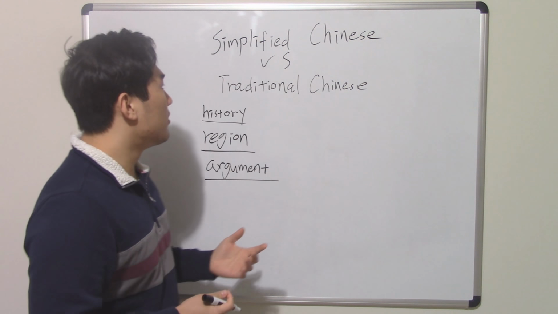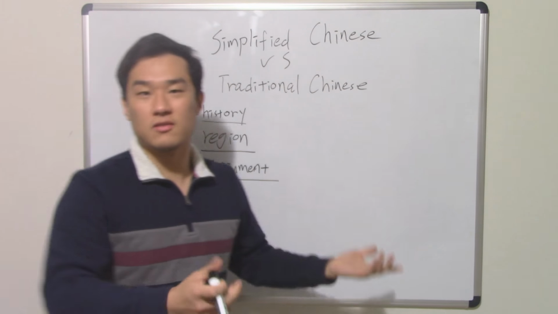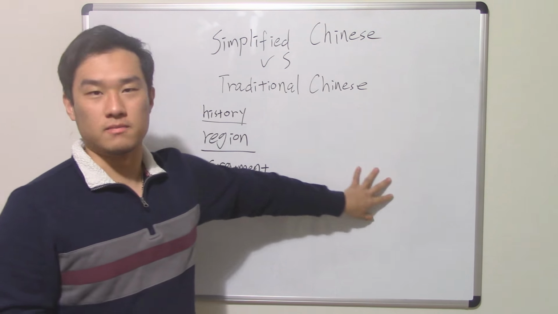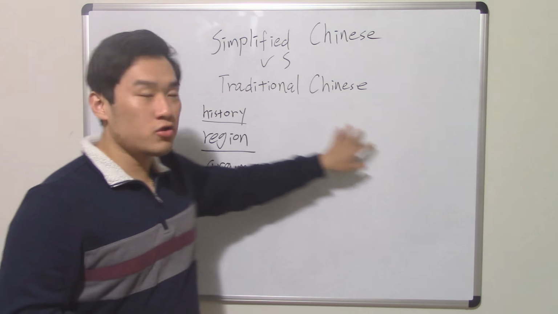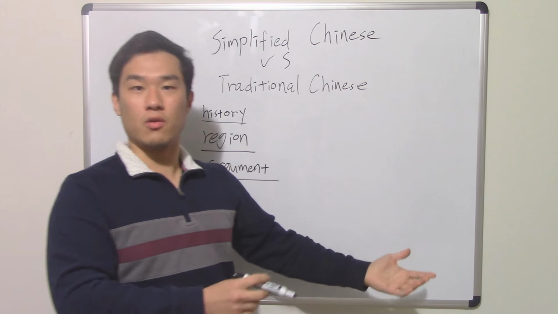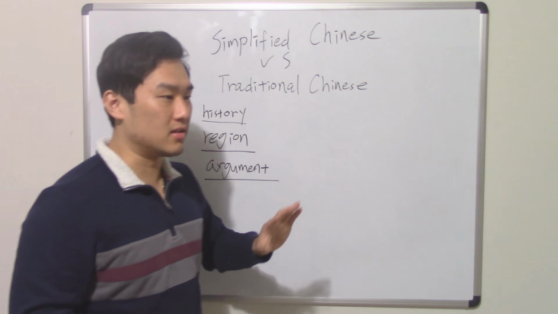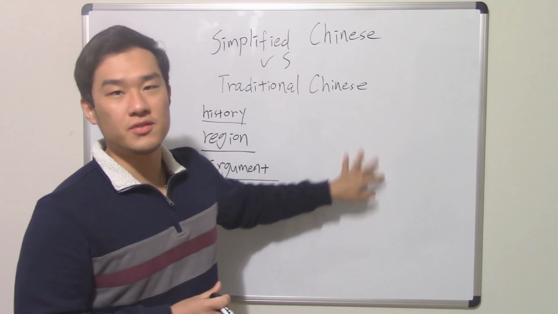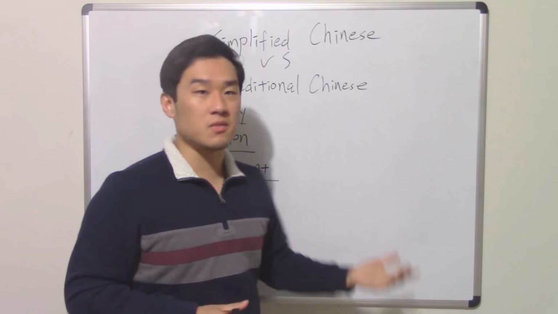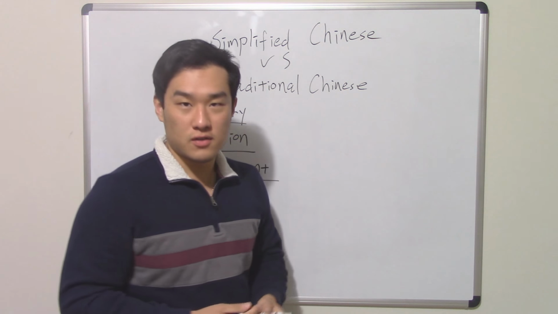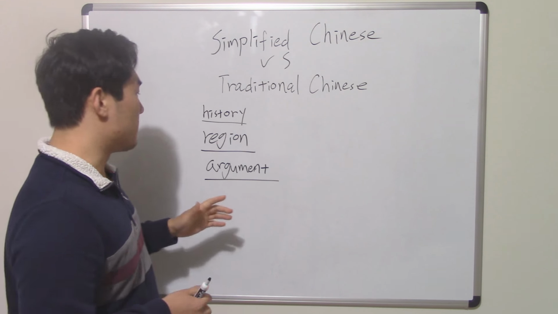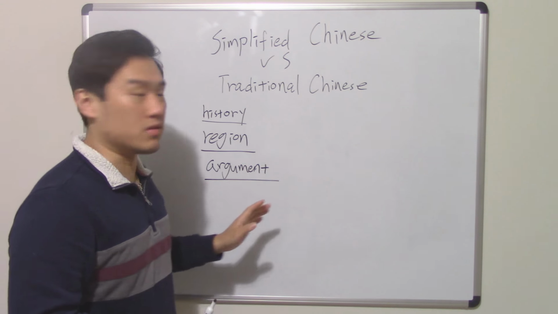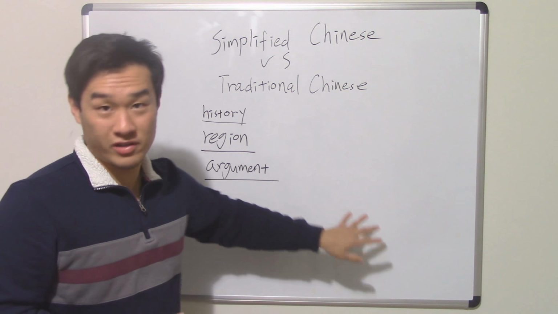Simplified basically means it's a lot easier. Obviously, it's called the simplified version of writing a word. And traditional Chinese means it's the old way of writing Chinese, at least before simplified happened. So that's the difference, and simplified is definitely easier compared to traditional. Today I'm going to give you, based on what I know, the history, the region, and then the argument about simplified and traditional Chinese.